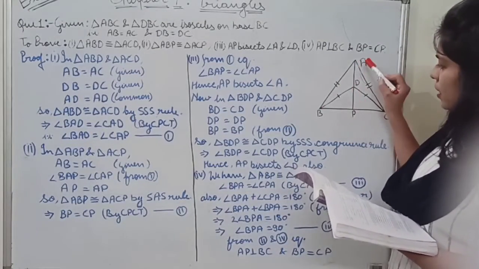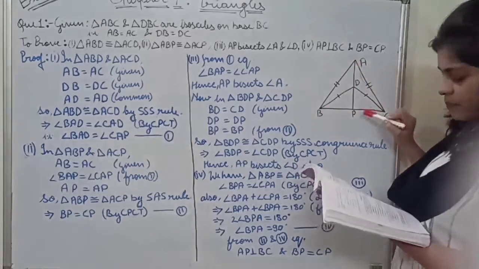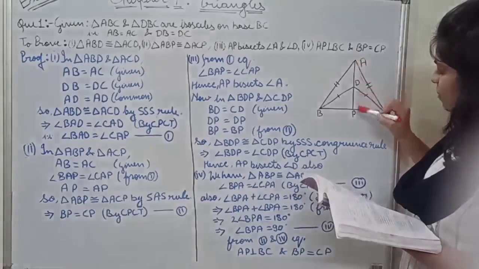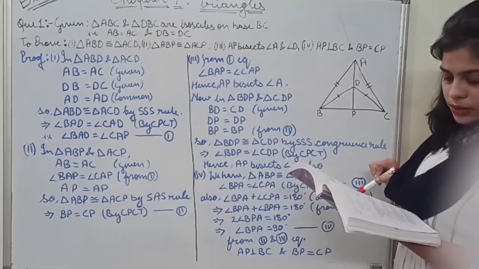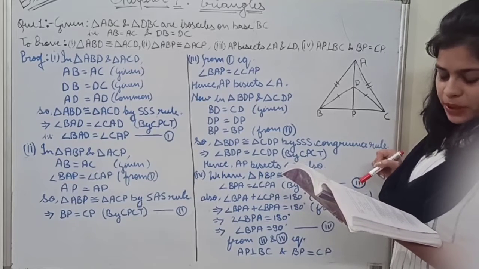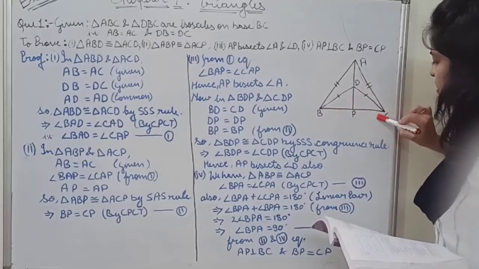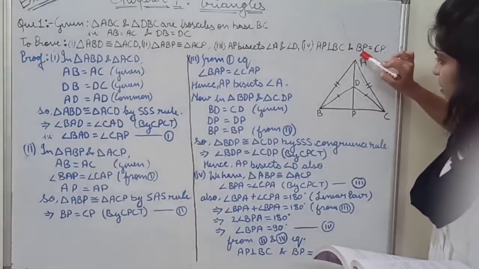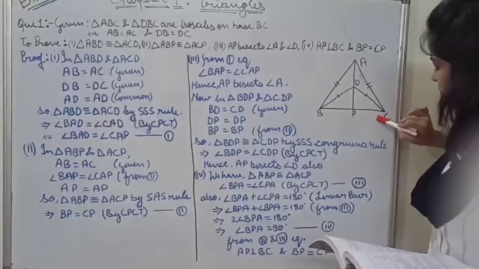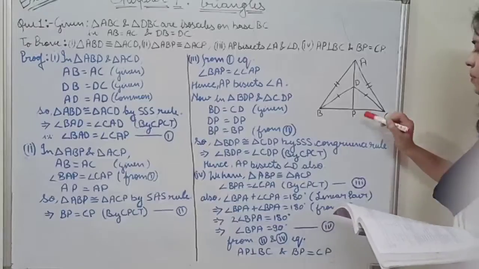Second one, triangle ABP is congruent to triangle ACP. Third one is AP bisects angle A as well as angle D. Fourth one is AP is perpendicular bisector of BC. AP is perpendicular bisector of BC means AP is perpendicular to BC, and at the same time AP bisects BC also, such that BP equals to CP.